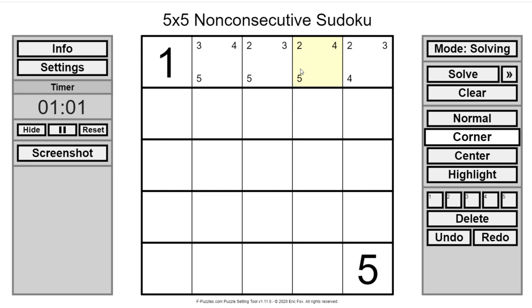So how do I work this out? I feel like there's something going on here. Question is what? Okay, so 2's are restricted to here. The 3's can't go in between the 2's.